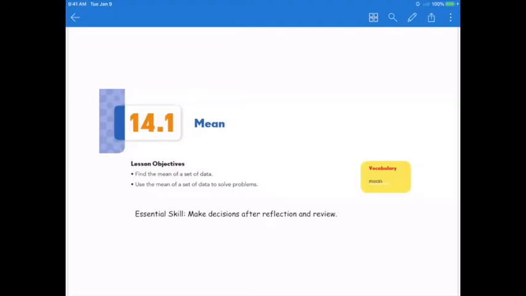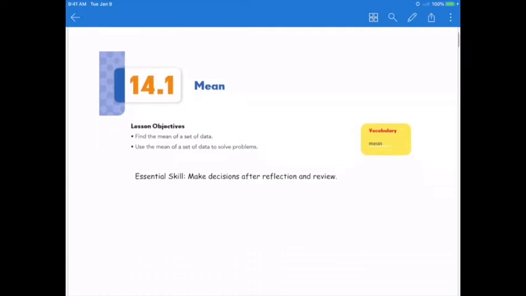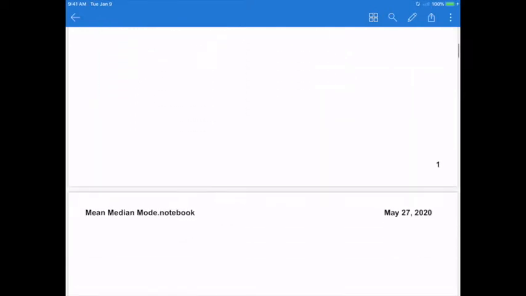Okay, boys and girls, guess what? This is our last lesson of the year. All right, so today we're going to go over a few things, not just where it says mean. We're going to go over mean, median, mode, and range.